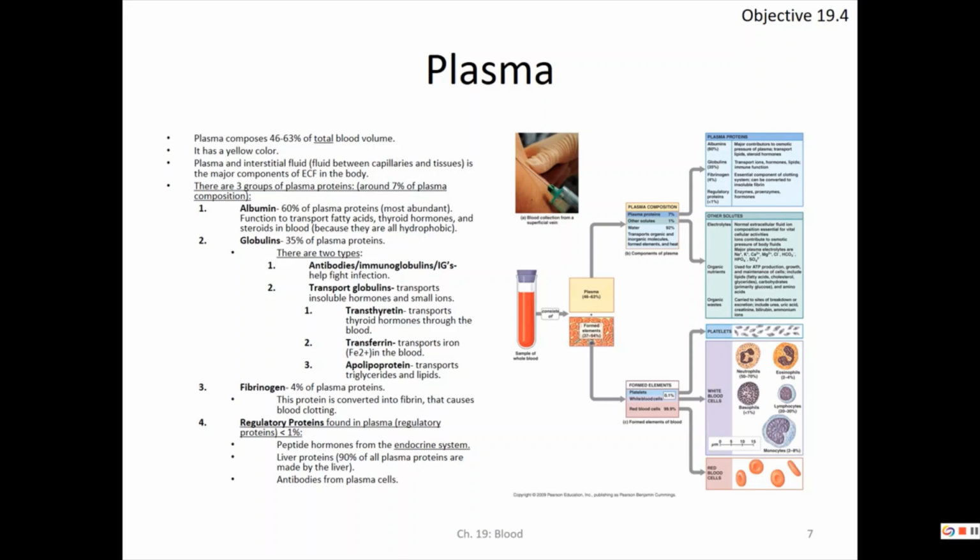Now, that's only 4%. Less than 1% is regulatory proteins. These are going to be things like hormones, other proteins made by the liver, and antibodies. There may be some other antibodies present, because you have two different classes of antibodies: antibodies from plasma cells, and antibodies floating around the plasma that didn't come from those cells. Specifically, I'm talking about IgMs later on, things like that.